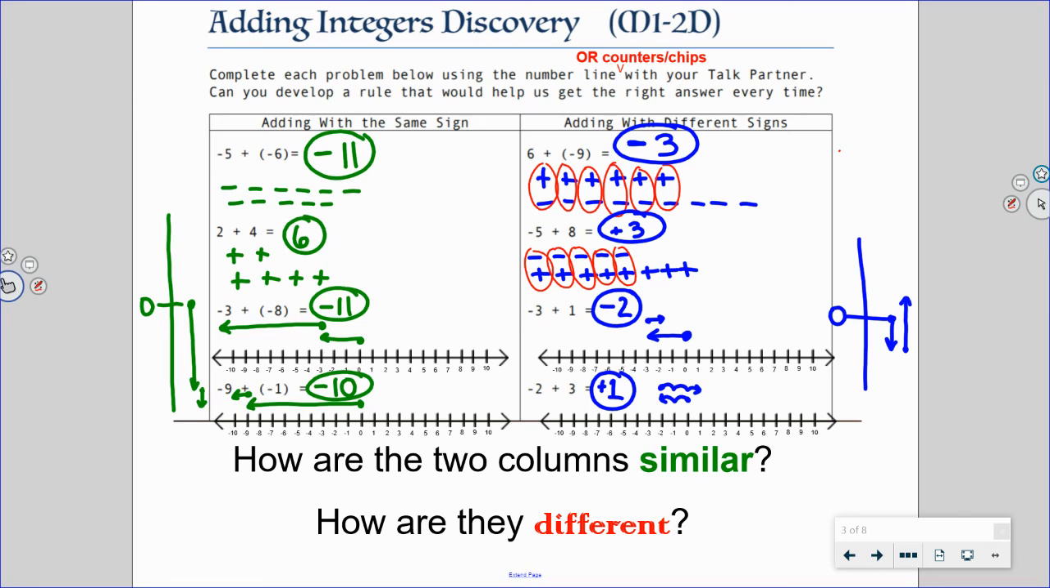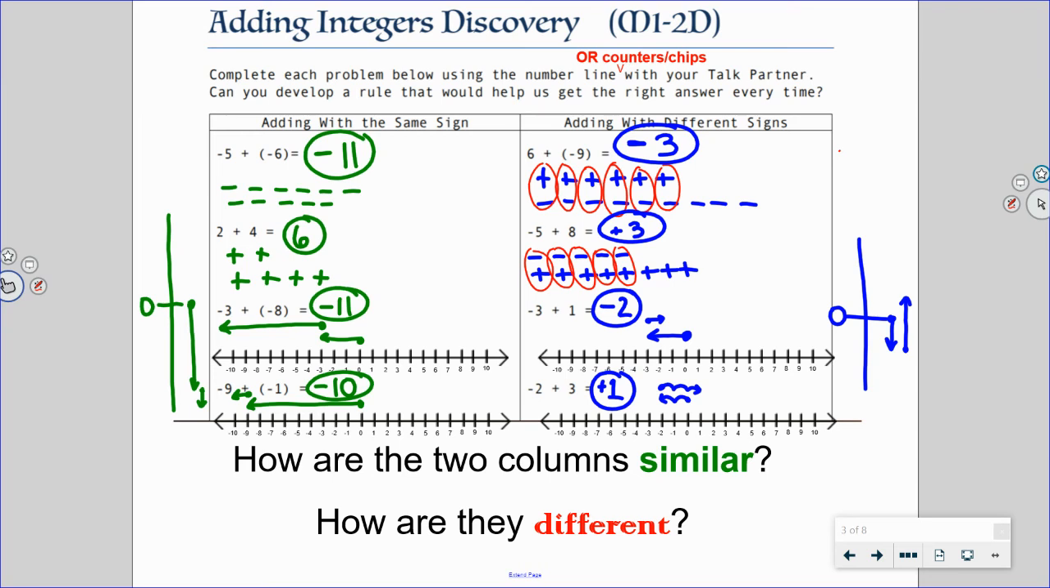Now I'll say the obvious because there's no harm starting with obvious. Well, they both have pluses and minuses. They both have positives and negatives. They both have addition signs. Now, I want you to really think, how are they different? What do you see on the left that you do not see on the right? Or what do you see on the right that you do not see on the left?